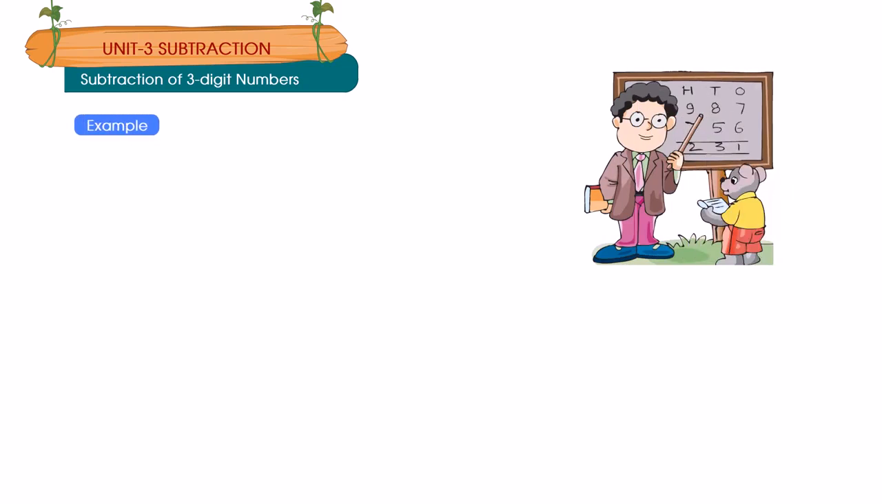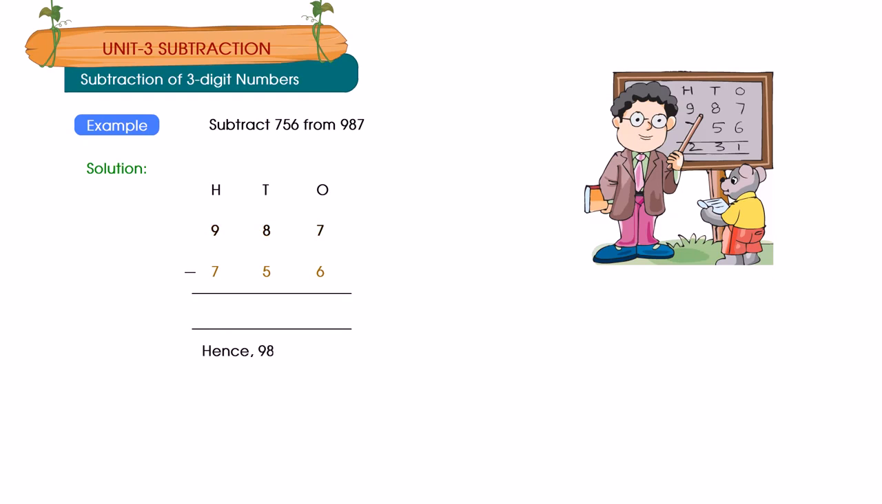Example: subtract 756 from 987. Solution: hence 987 minus 756 is equal to 231.